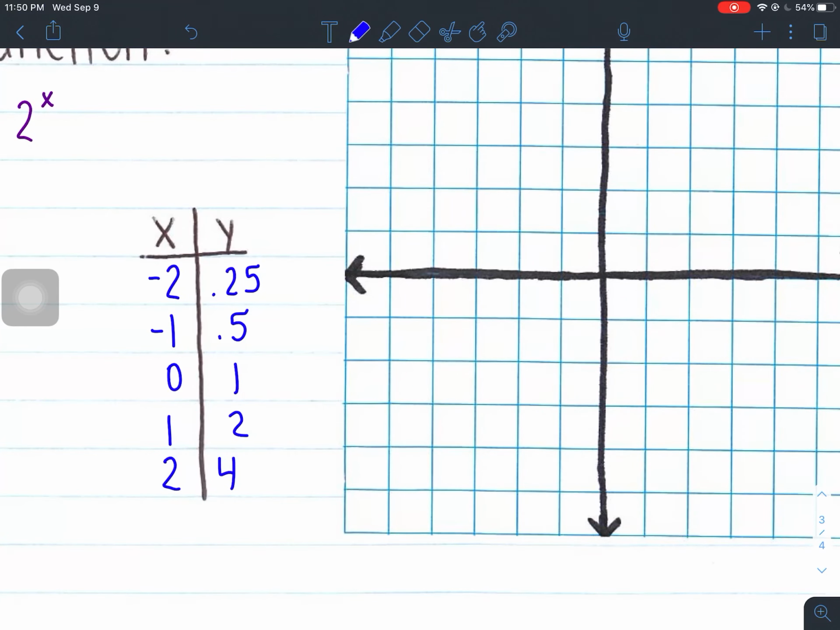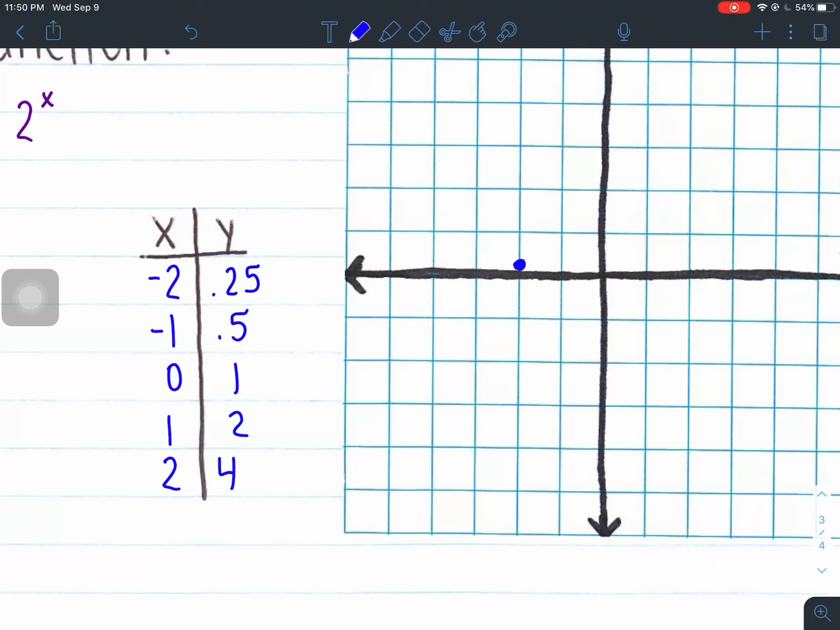So we're going to plot negative 2, comma 0.25. So negative 2 means I go left 2, and 0.25 means I go just a quarter of the way. So it's not even halfway through 1 yet. So it's going to be right here, 0.25, right? Because this is 1, so we're not to 1 yet. We're just a quarter of the way to 1.